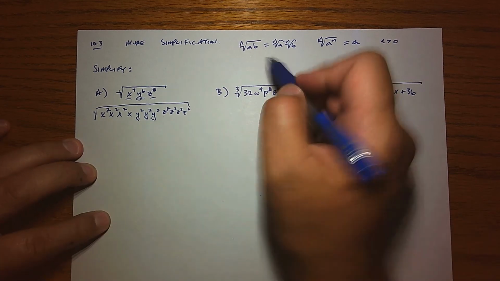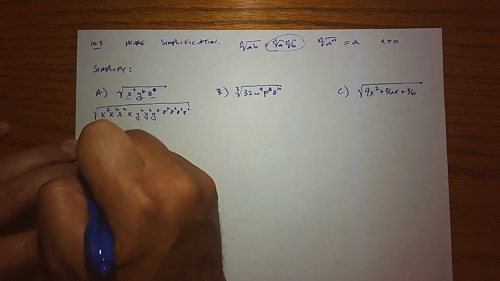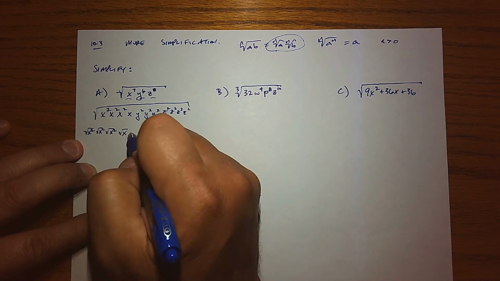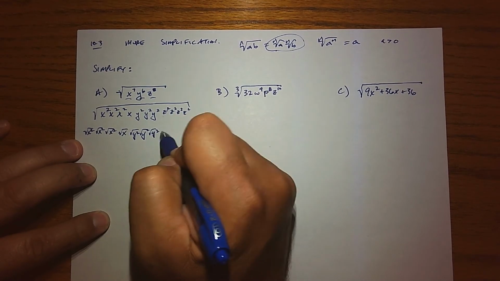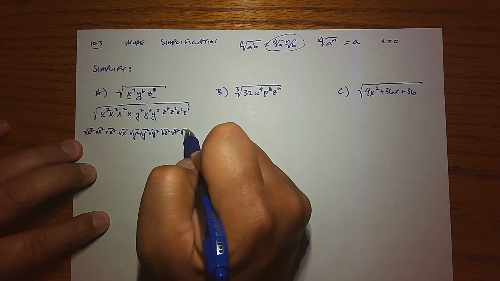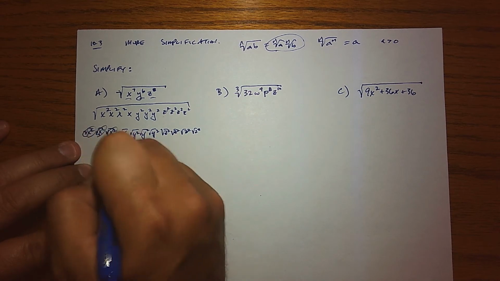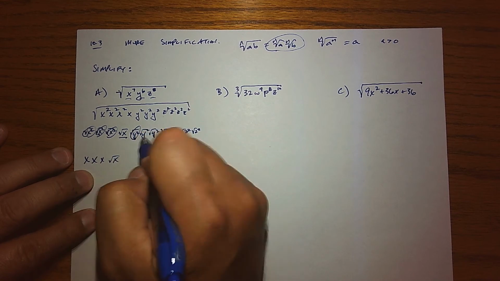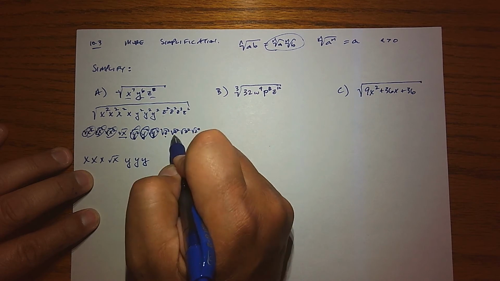Now officially what's going on is we're breaking this up into pieces. So we've got the square root of x squared, square root of x squared, square root of x squared, square root of x, square root of y squared, square root of y squared, square root of y squared, square root of z squared, square root of z squared, square root of z squared, square root of z squared. All right, so we have an x, an x, and an x, and a square root of x. We have a y, and a y, and a y. We have a z, a z, a z, and a z.